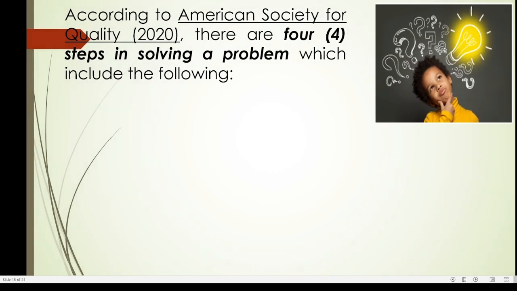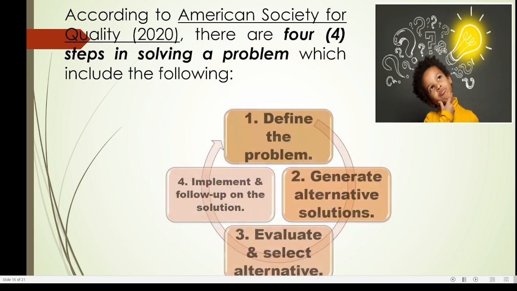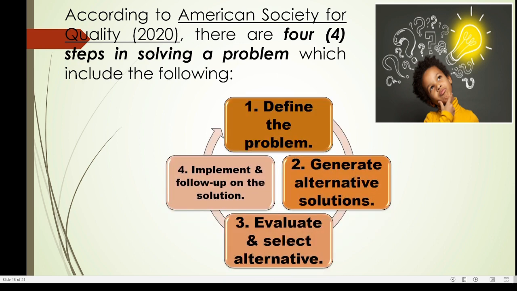According to the American Society for Equality in 2020, there are 4 steps in solving a problem. It includes the following. Number 1, define the problem. Number 2, generate alternative solutions. 3, evaluate and select alternative. And 4, implement and follow up on the solution. After all the possible solutions are considered, remember to plan, implement, and roll it out to solve the problem.